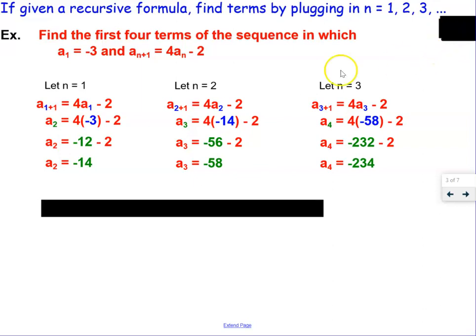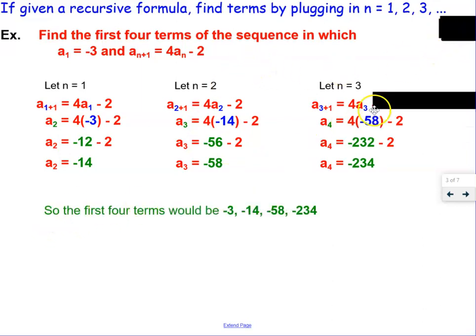We get our fourth term. We just found the first four terms, so we're done. The first term they gave us was -3, then -14, then -58, then -234.